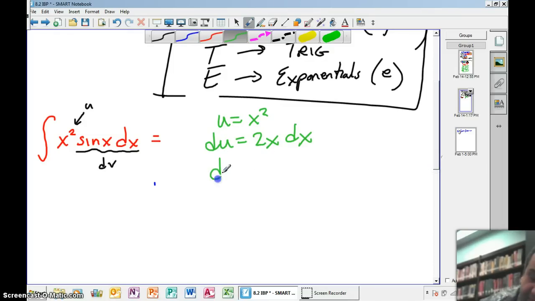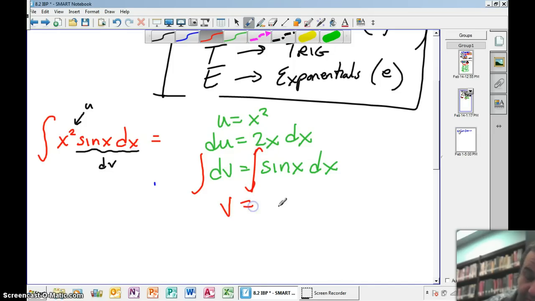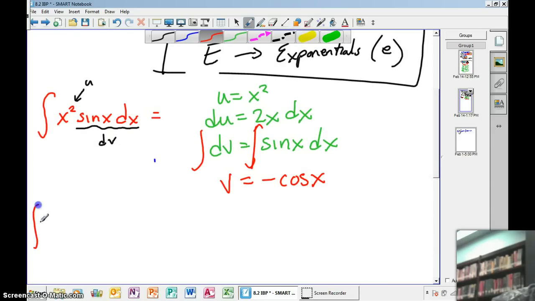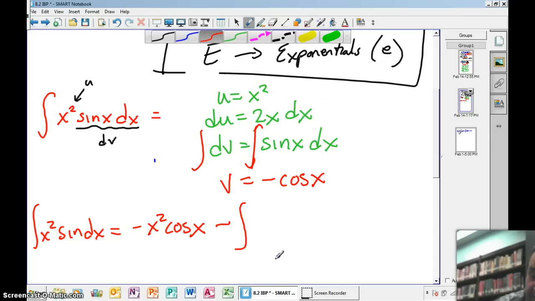And dv is now sine of x dx. Therefore, v is, take the integral of both sides, v turns out to be negative cosine, I mean, of x. So I'm going to rewrite this. It's going to be x squared sine x dx equals u times v. So it's going to be negative x squared cosine x minus the integral of v du. So v is negative cosine x. That's v. And then du is 2x dx.